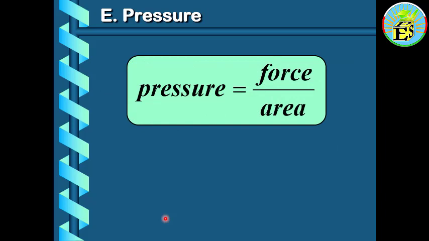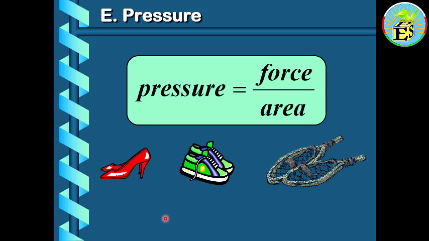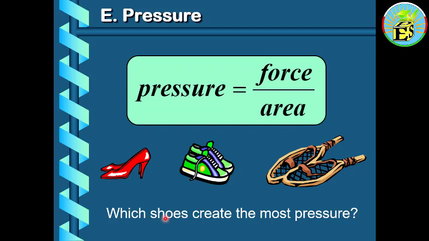Pressure equals force over area. Increasing force, increasing pressure. This is a direct proportion between pressure and force. But if we increase the area, the pressure will decrease. So if we have 3 shoes, which shoe creates the most pressure?